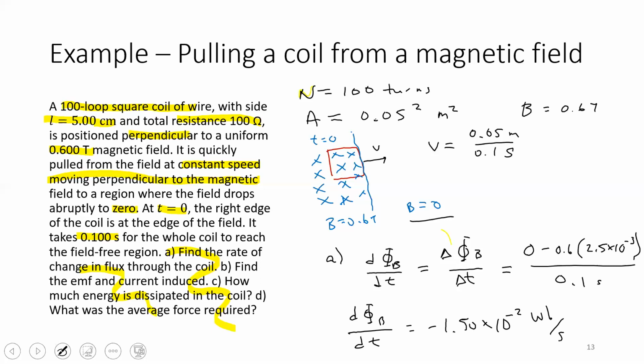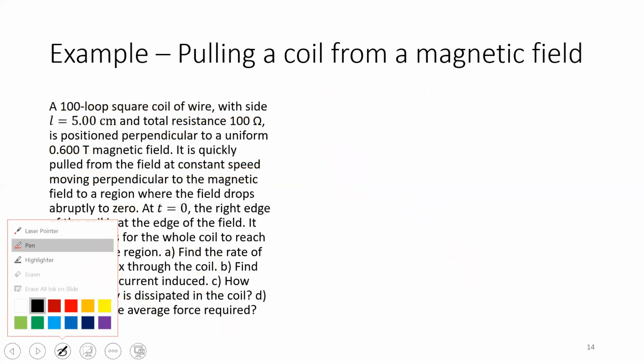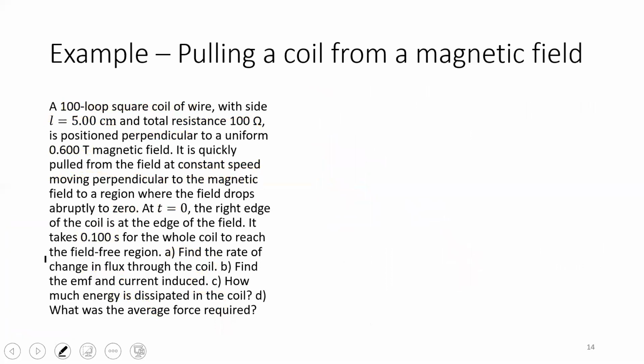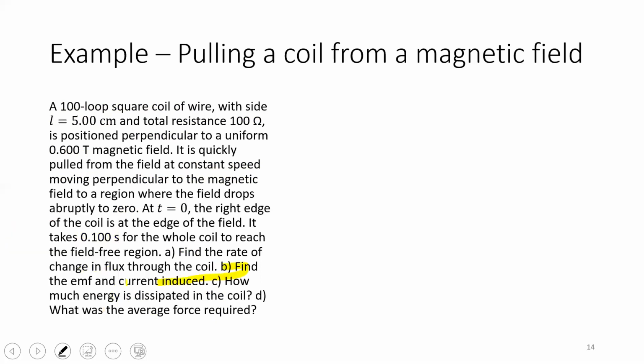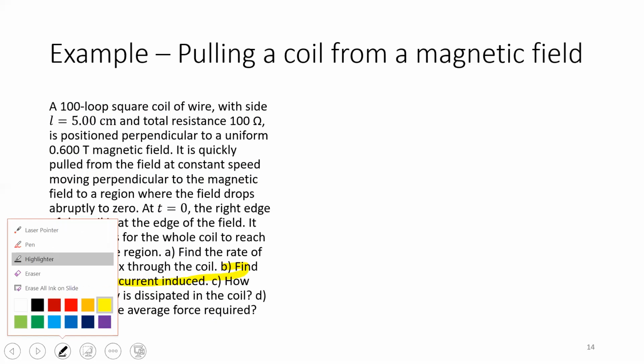So the units of magnetic flux are Webers, that's WB, and that is just Teslas times meters squared is a Weber. Okay, so that's our first one, A, checked off. Let's go to our next one. So the next thing we want to do is we want to find the EMF and the current induced.